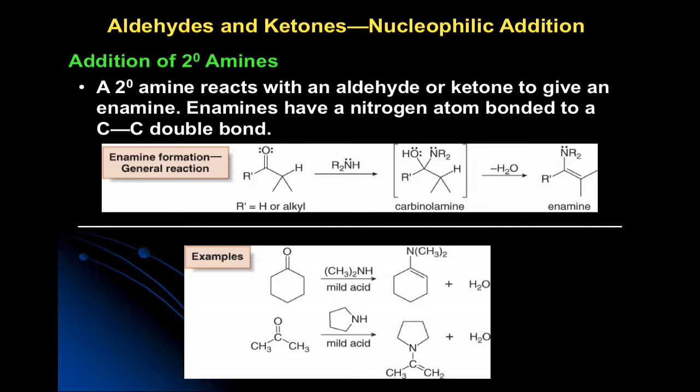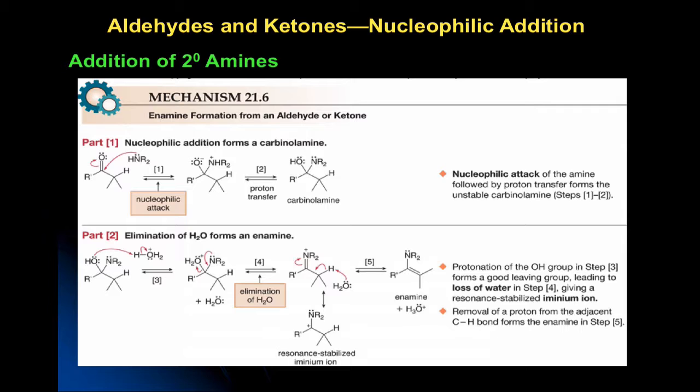You've got a carbonyl. You've got a secondary amine, mild acid. You get an enamine. Okay? In both cases, the mechanism is exactly as you would have predicted. First step is breaking the weak pi bond. Proton transfer, we get a carbinolamine, just like we did before. So this is exactly the same.